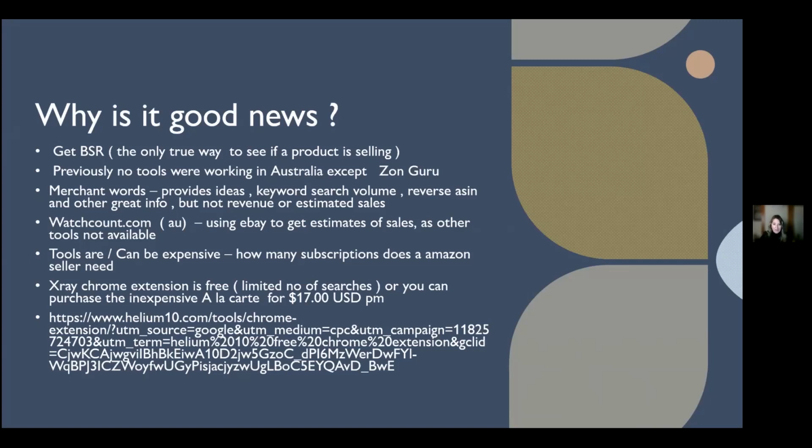So the other great thing is X-ray is free. You only get a very limited amount, but tools are expensive. And how many subscriptions can an Amazon seller have? Yeah. I currently have Merchant Words, Jungle Scout, and Helium, and I cross-check all those data points. Yeah, so free for a limited number, or you can buy the inexpensive a la carte, and I've got the links for that, so don't panic.